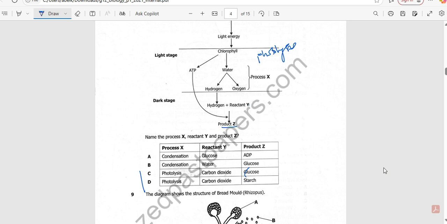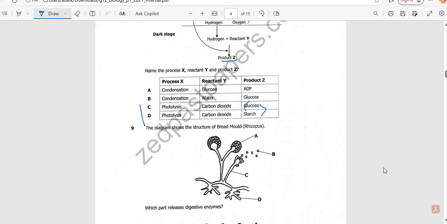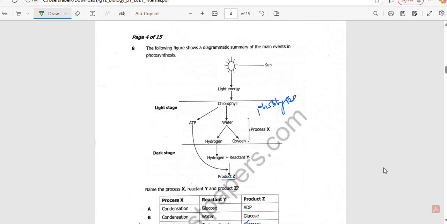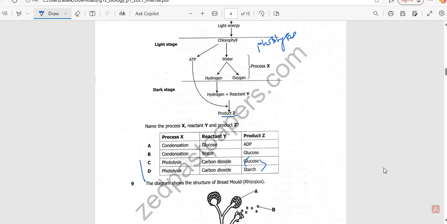So we need to understand the difference between glucose and starch. Glucose is what is produced during the process of photosynthesis. Once glucose is produced, it will be stored in the form of starch. So this is the starch which you normally test for in food testing. Since the process is taking place as a product, we'll go with glucose because it is not yet stored. It's being produced. So the answer is C.